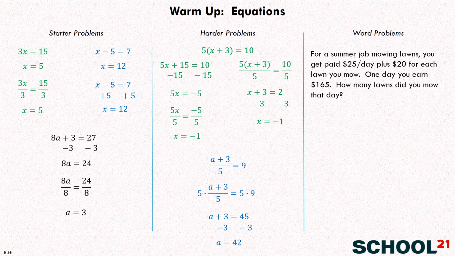Right. So that's what we refer to as our unknown thing, or just our unknown. And usually we put a variable for the unknown. So let's get a variable for that unknown. So X is going to equal the number of lawns mowed.